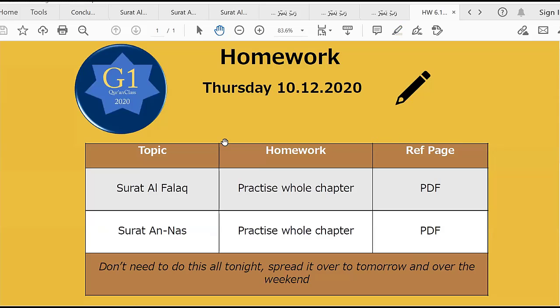So the homework is to practice Surah Al-Falaq and Surah Nas. Okay, both PDFs should have been provided in the parents group. So try to practice the whole chapter. I think that most of the students remember these chapters by heart. So that is a very good thing. And you don't have to do it in one go. You can do a few verses at a time. And I would like to request the parents to guide their children using the PDFs that are provided in the parents group. Okay. So now we are going to end.